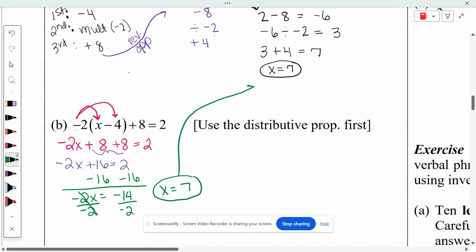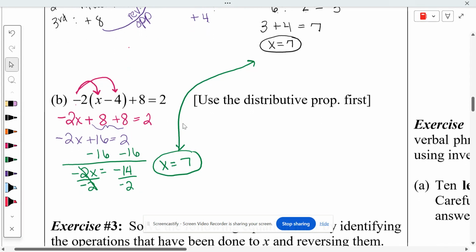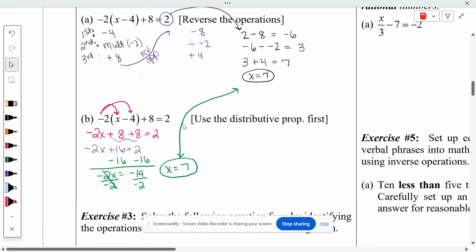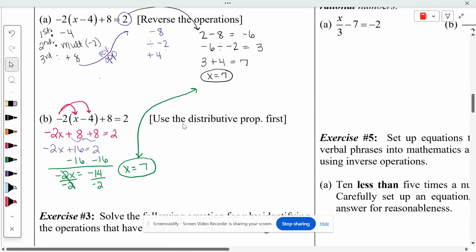That's the exact same thing as what we got in example A. So what method do you want to use? It doesn't matter what method you use. You need to use the method that works best for your brain. Both ways are going to give you the same result.